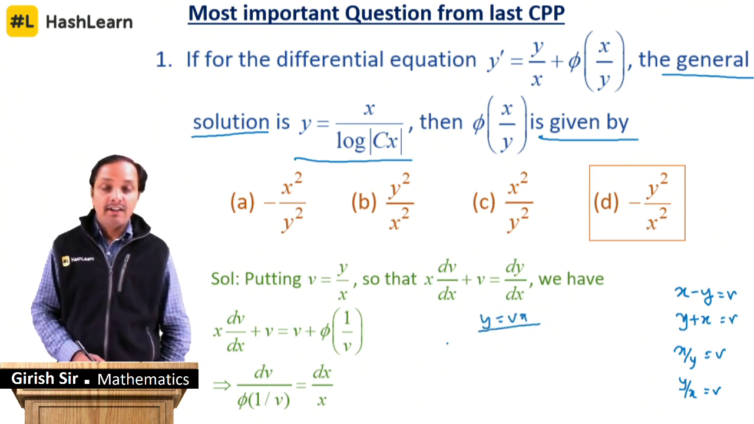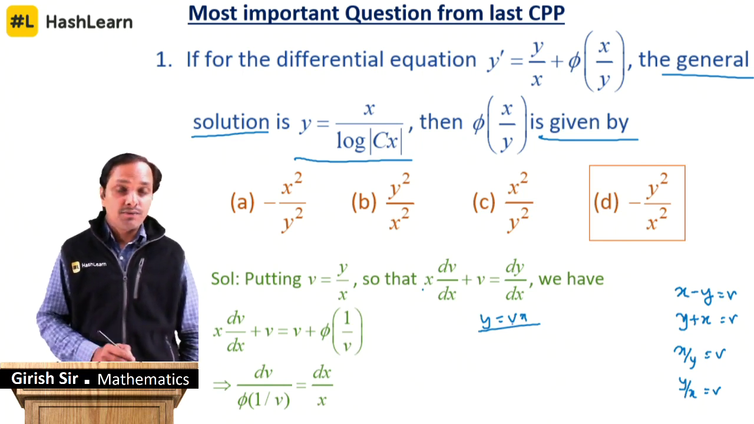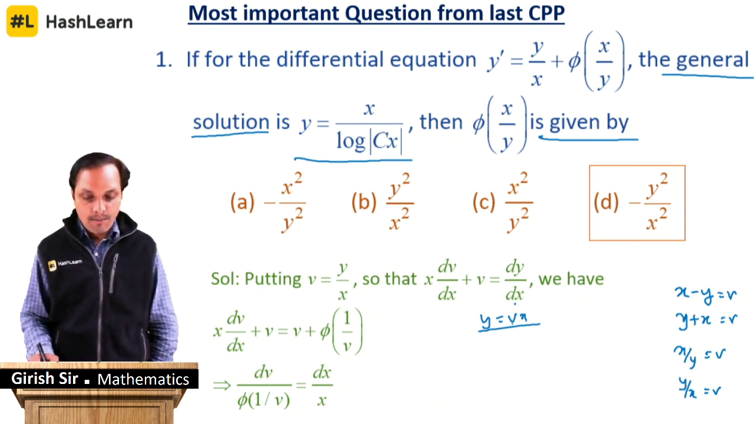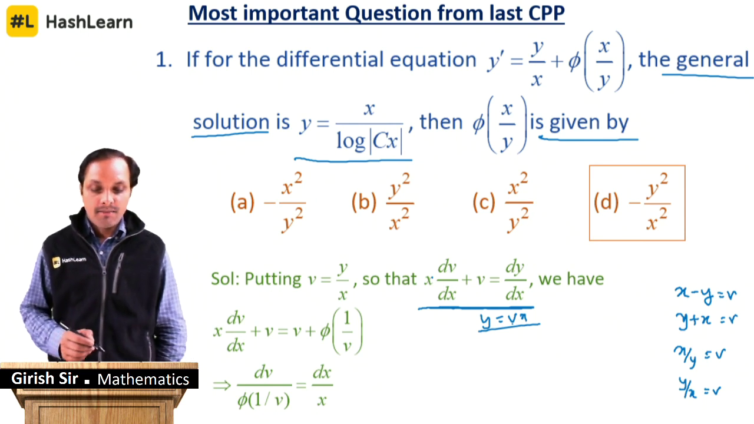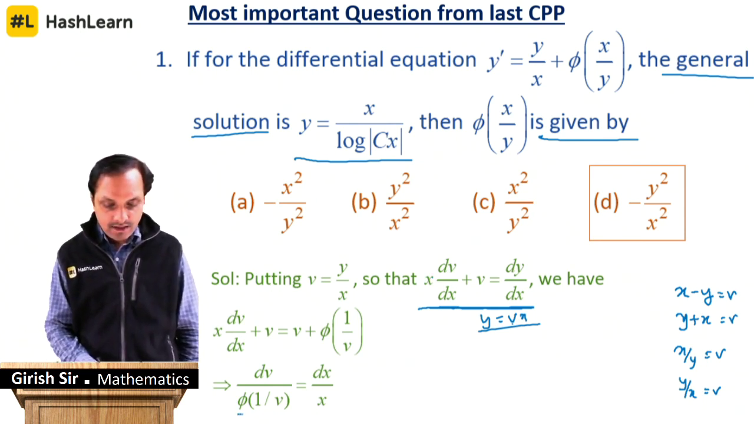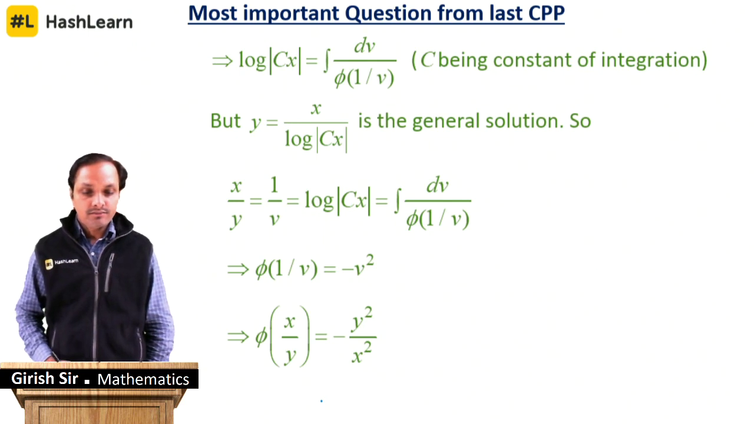Once you differentiate, dy by dx will come: v times the differentiation of x, which is 1, plus x times dv by dx. Then you need to substitute in the main equation. Once you substitute, you will get dv divided by pi of 1 by v is equal to 1 by x.